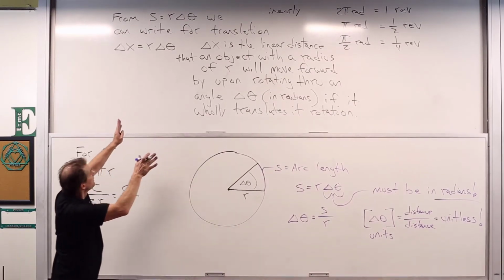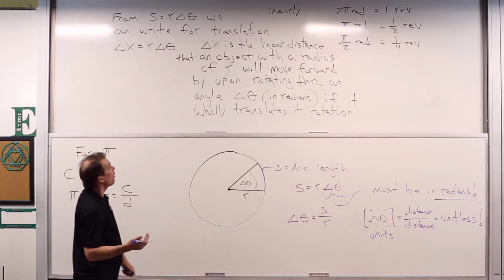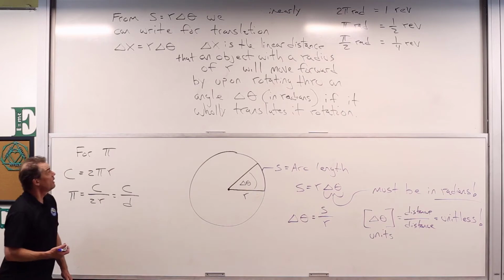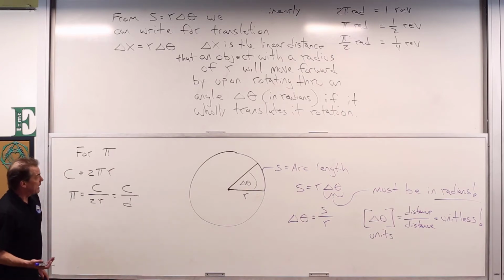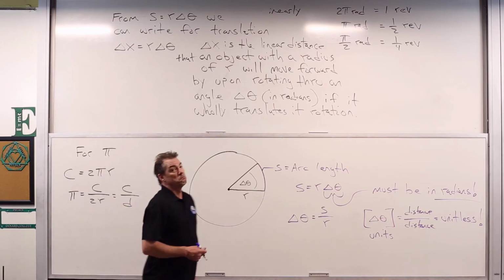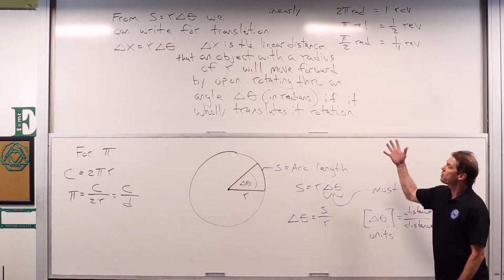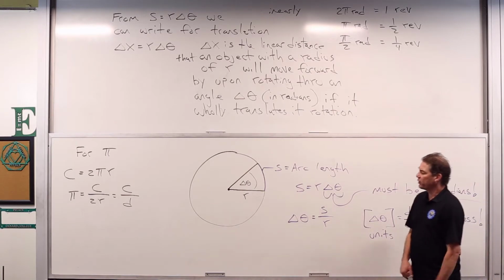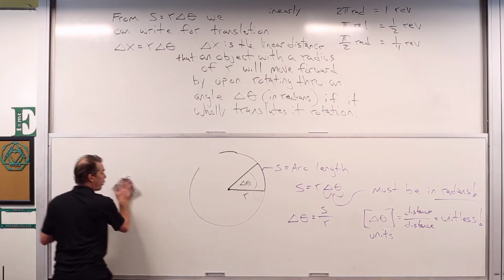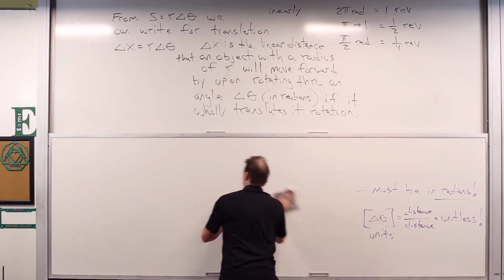So delta x is the linear distance that an object with a radius of r will move forward by upon rotating through an angle delta theta in radians if it wholly translates its rotation ultimately into linear motion. No slipping, no sliding. So this is what we've got. Delta x is equal to r delta theta. Well, what else can we get from that? That's just the correspondence between angular displacement and linear displacement for translation.